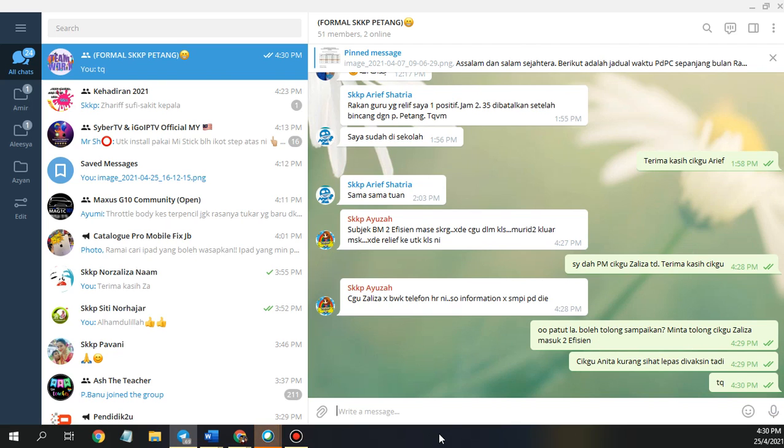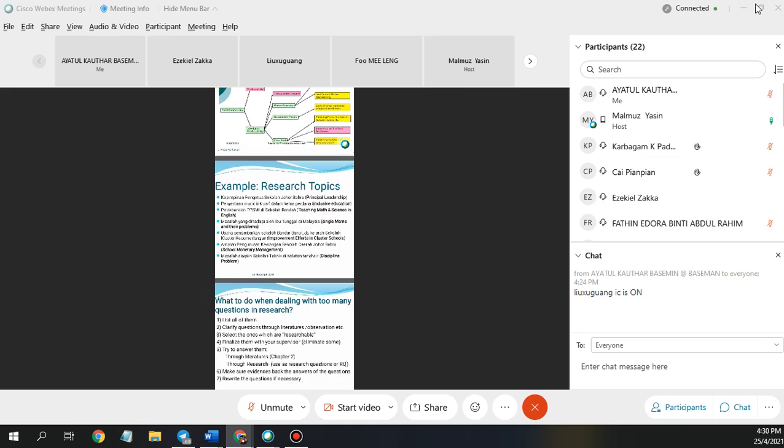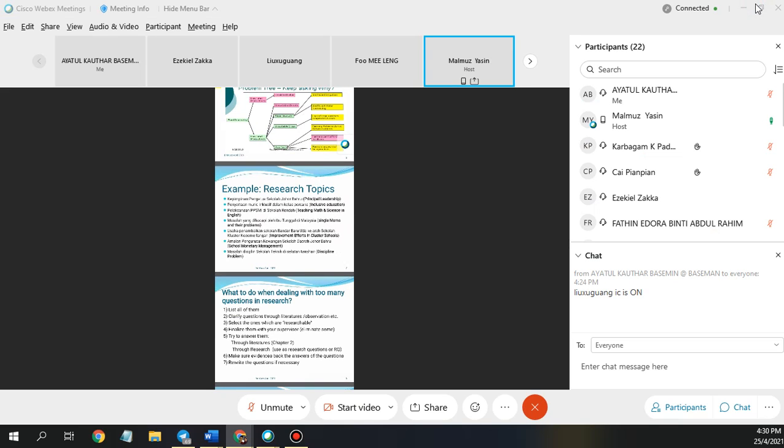So these are example research topics in my area. The ones in bold are in English: principal leadership, inclusive education, teaching maths and science in English, single moms and their problems (maybe those are in other fields, like sociology), improvement efforts in cluster schools, school monetary management, and discipline problems in schools. So these are maybe the topics that appear among my students. They have these topics, and after that they try to go into the research and readings and decide if they can still continue with the topic. So don't take so much time.